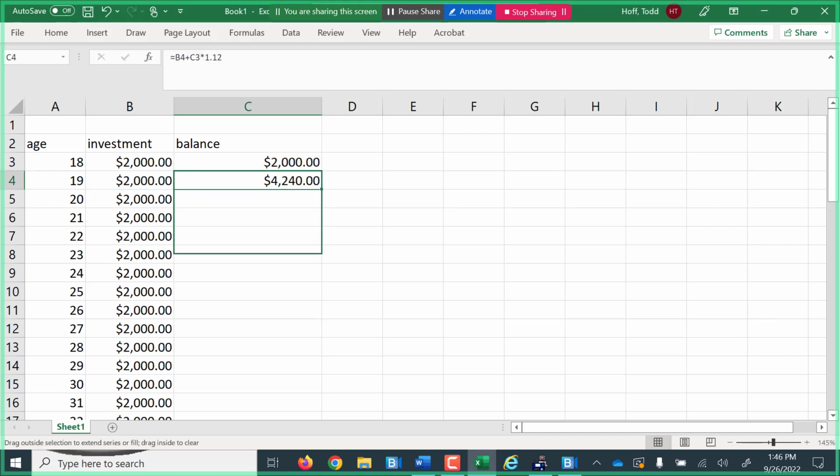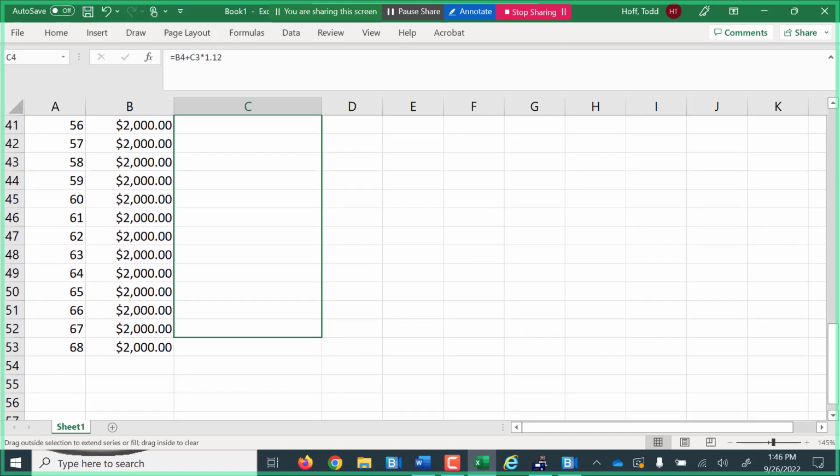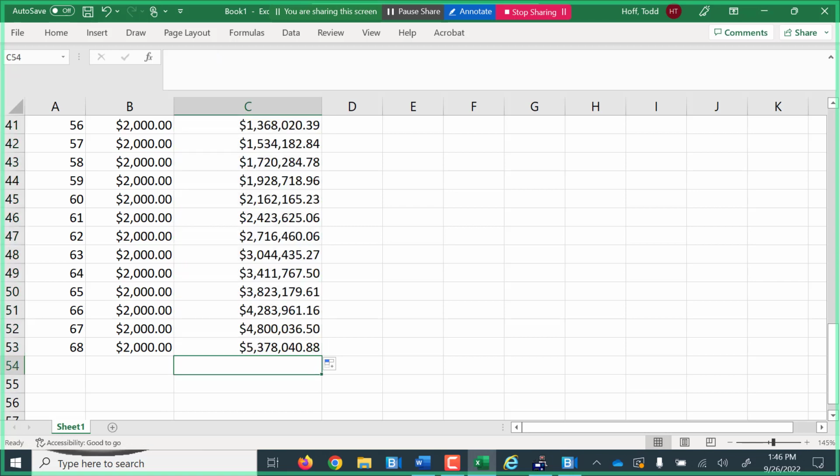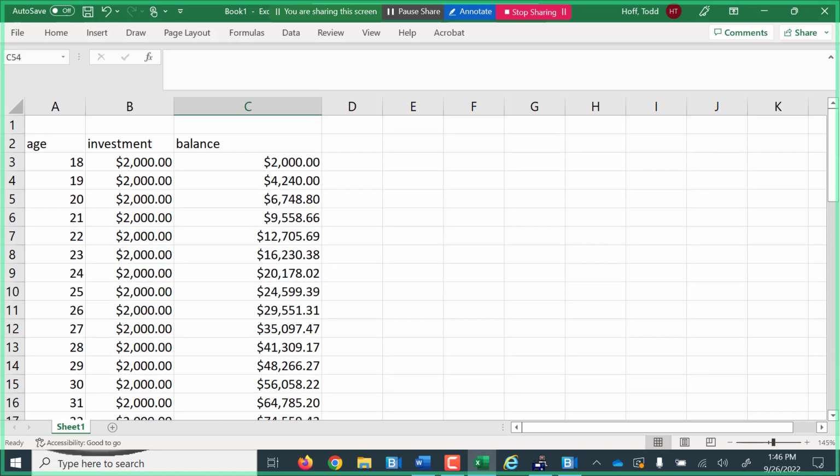Anybody want to guess what you'll have at 68 if you do $2,000 every year? $10 million. About $5 million. Pretty impressive number, isn't it? That's a lot of money. It is a lot of money.